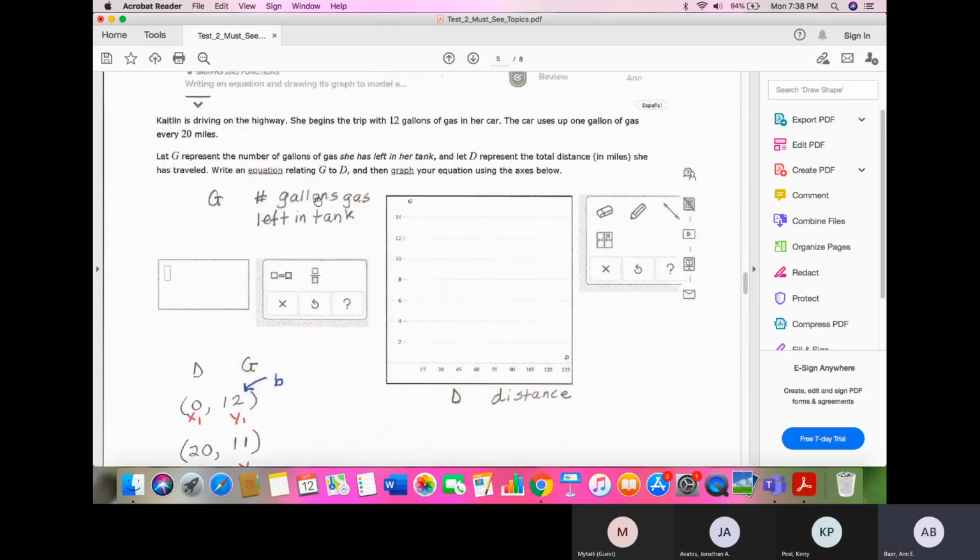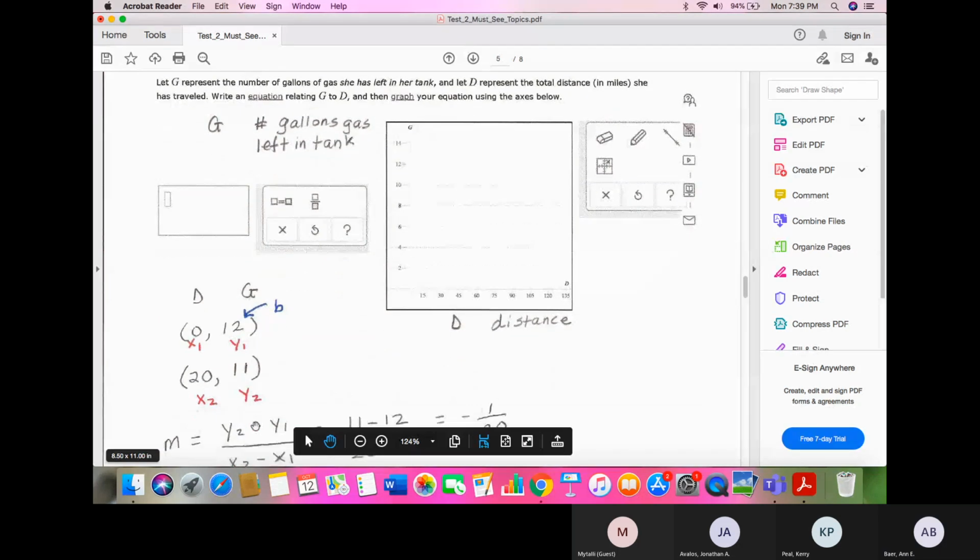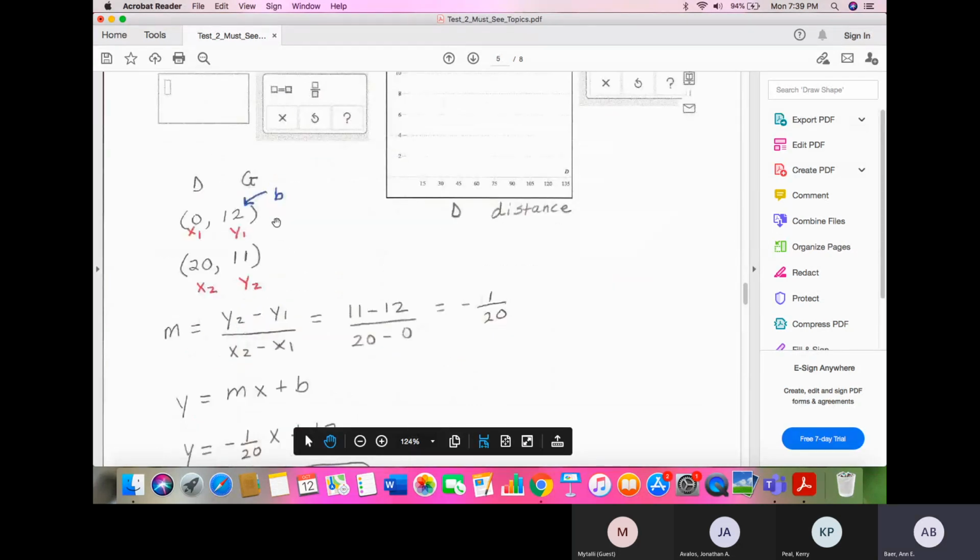So now every 20 miles, she uses up 1 gallon of gas. So she's at the 20-mile mark right now. How many gallons does she have left? She uses up 1 gallon. She started with 12, minus 1 is 11. So this is what we have right here. We have 2 ordered pairs. We can then find the slope.